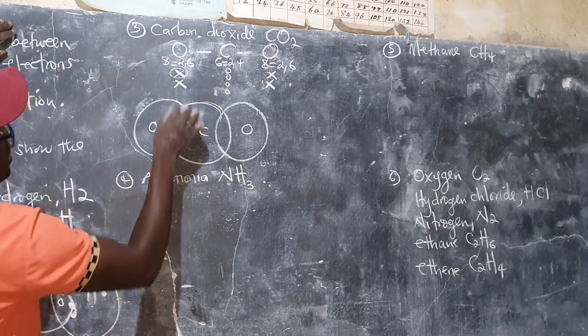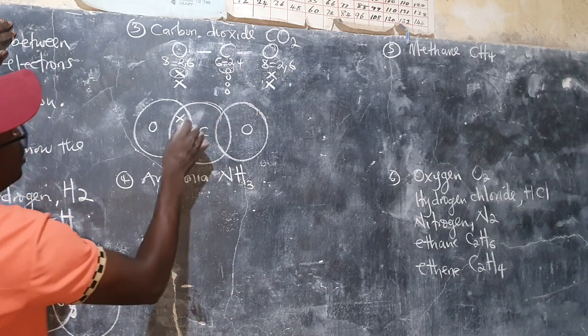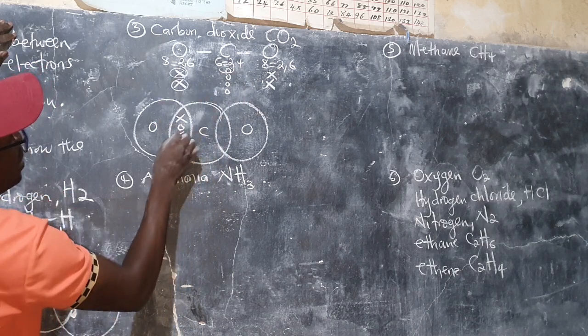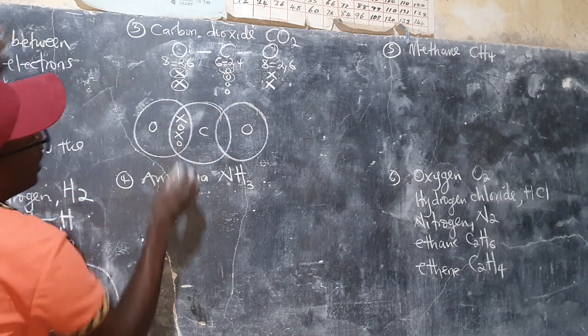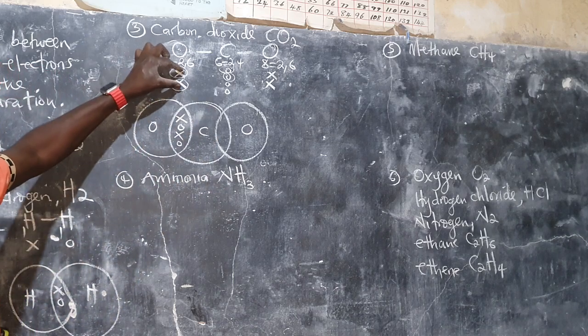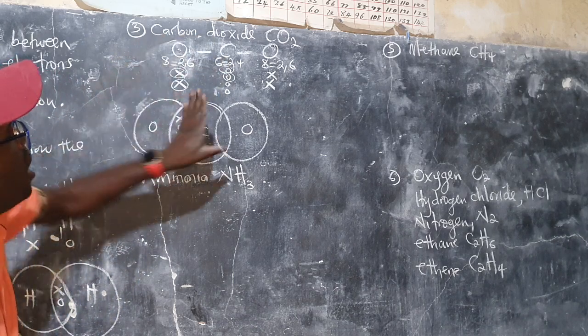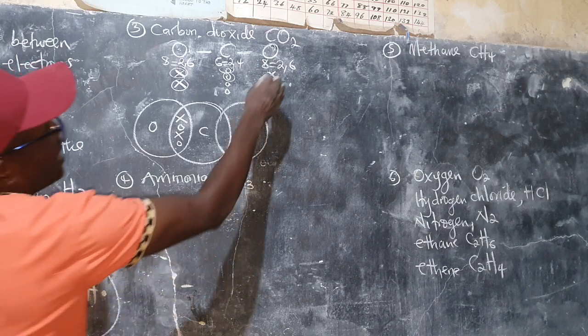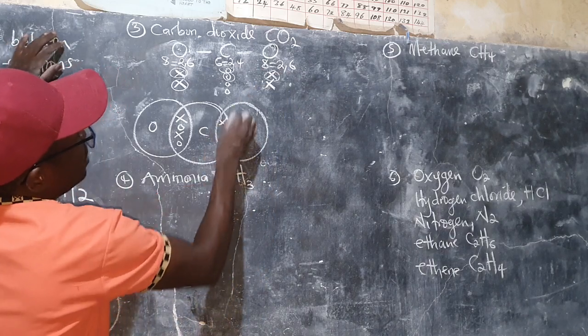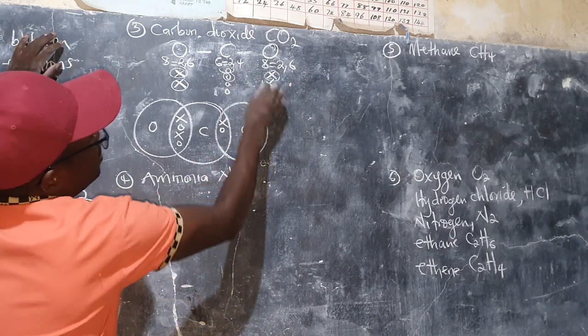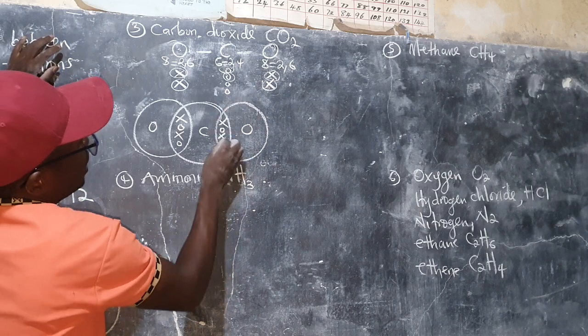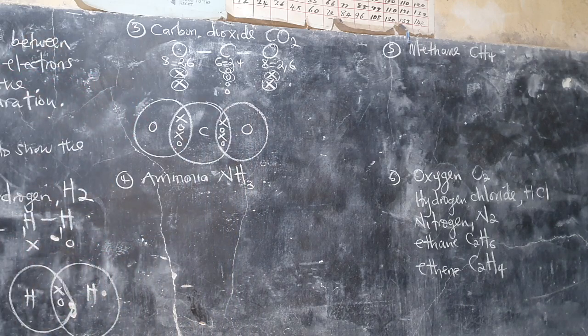This one will share X there. This one will share a dot there. This one will share X there. This one will share a dot there. We are done sharing it. It means that we have already shared these 2 and these 2 here. We go the other side again. Again, this one will share X. This one will share a dot. This one will share the X. Then this one will share a dot. Then it means that we're done. That is how the bonding is going to end.